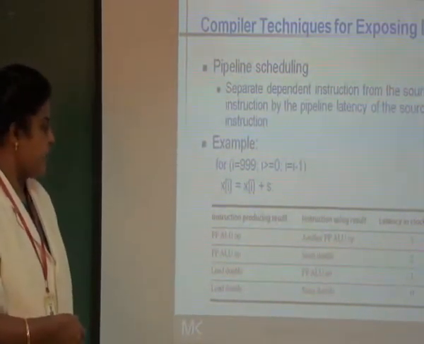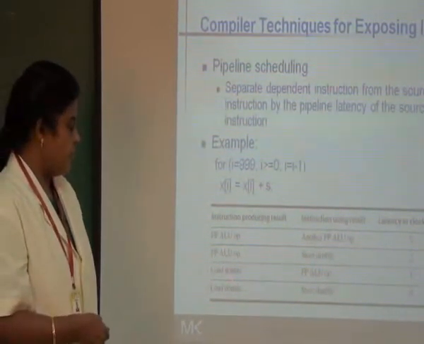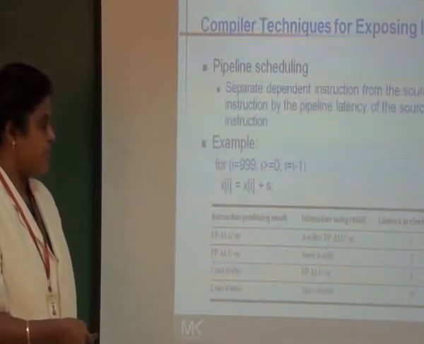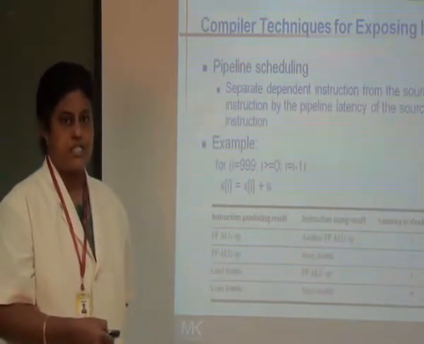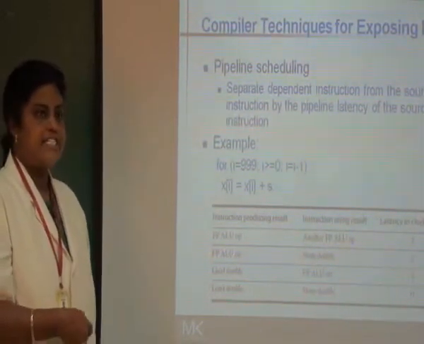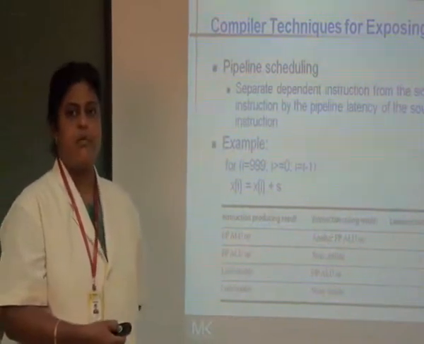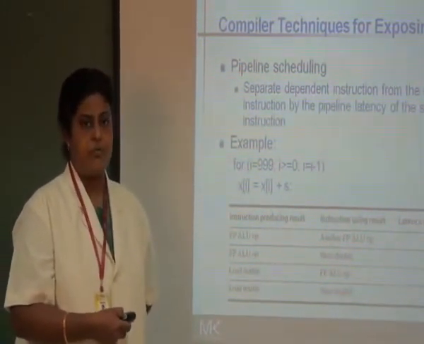Here, if we consider a load double instruction and a floating point ALU operation, the latency between both of them is equal to 1 clock cycle. If we consider a load double and a store double, the latency between both of them is going to be equal to 0, or the number of clock cycles between both of them is equal to 0.